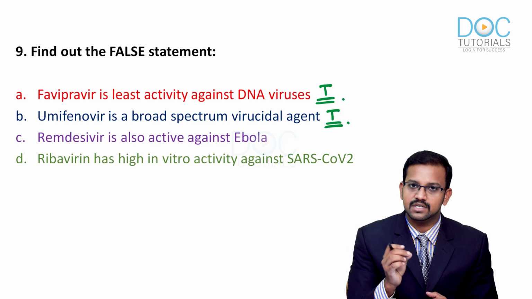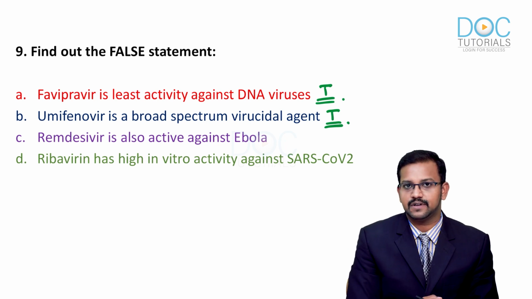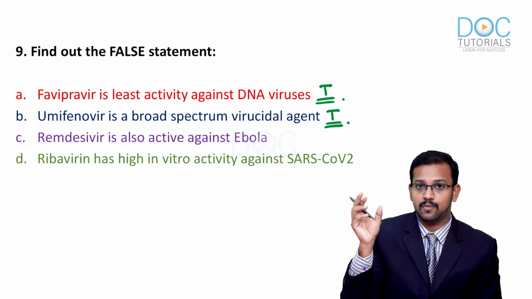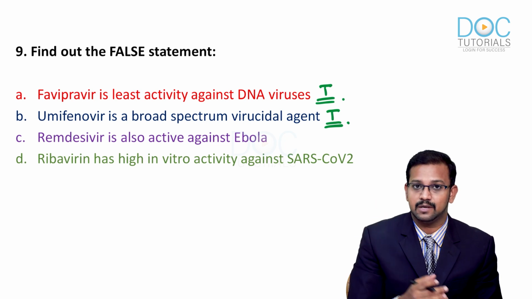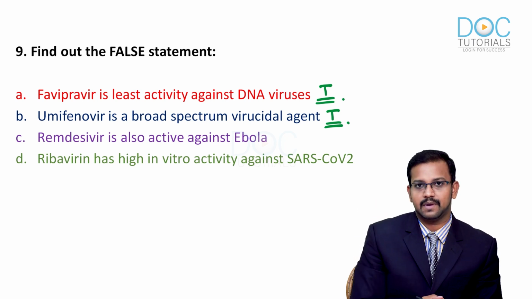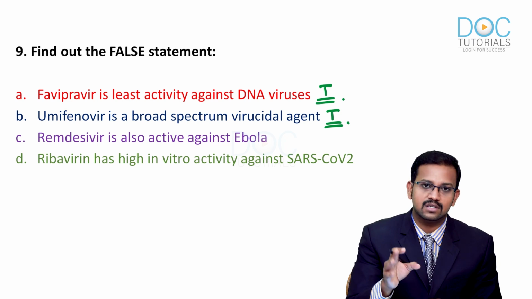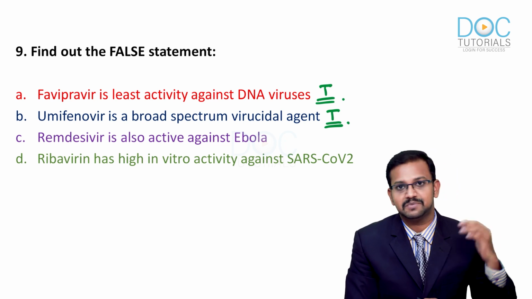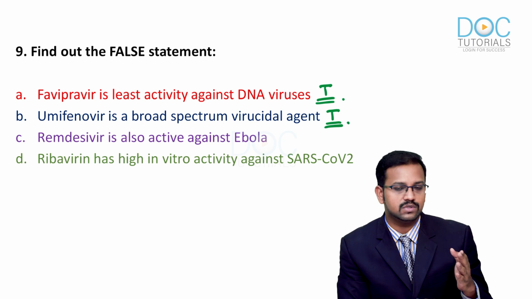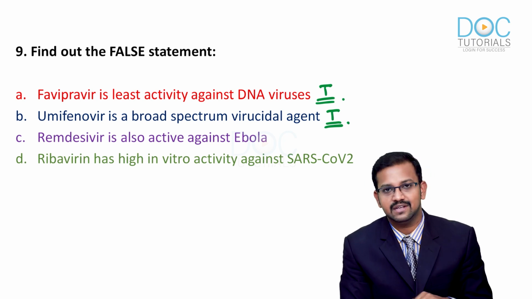There is a probability of resistance, that the RNA-dependent RNA polymerase enzyme might become structurally abnormal. It has been seen with other viruses, but till now it has not been seen with SARS-CoV-2. It might be seen in the future.